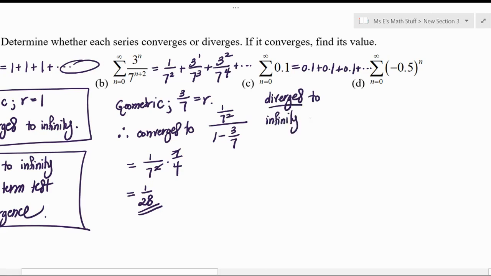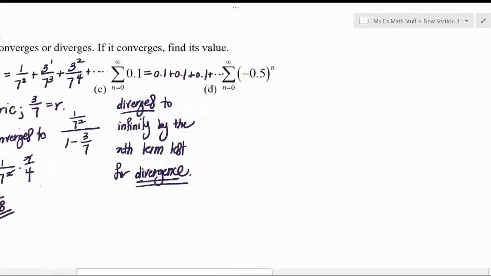But it diverges by the nth term test for divergence. Always make yourself write that for divergence part. You'll be so glad at the end.